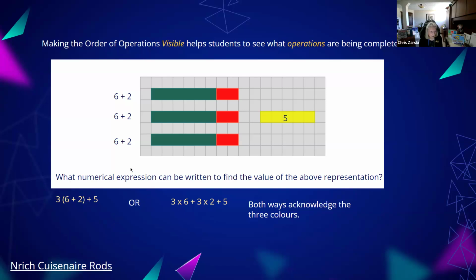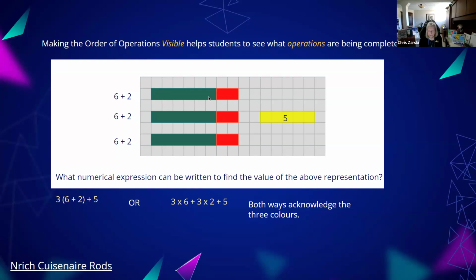So if I was to model what it looks like to have parentheses or groups of things in my order of operations, it might look something like this. If I was to use Cuisenaire rods, and our students should be familiar with those at this point, I see I have a green rod and a red one, another green rod, another red. In other words, I have 3 of the same thing. And if I know my Cuisenaire rods just in value alone, a dark green is 6 and a red is 2. Or if I don't know them, I've put them on a grid so I could actually count them for units.